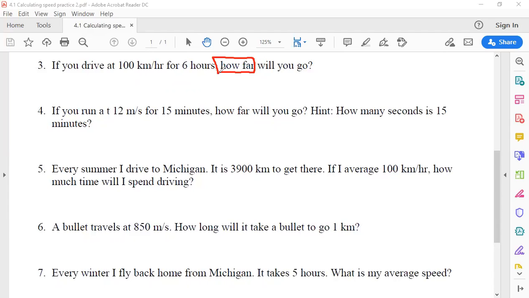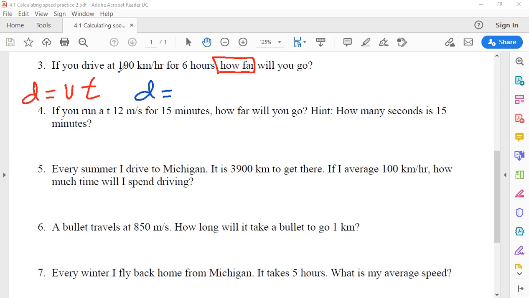How far? Well, to find out how far something travels, using the equations I've given you, you just use the D equation. Distance equals velocity times time interval, or the amount of time that it travels. Okay? That's step 1. Step 1 is to identify the question. Step 2 is to rewrite the equation using data from the problem.